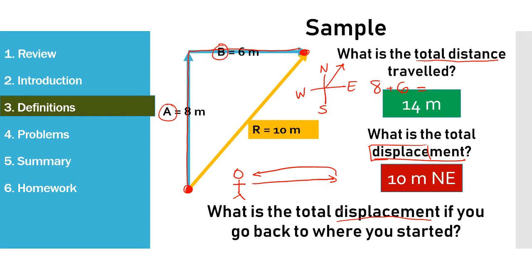Okay, so again, the root word, displaced. The question is, if you go back to where you started, were you really displaced? Well, the answer there is no, because you're back to the same position. You were not displaced at all. And if you look closely, you're adding a positive vector with a negative vector of the same value. If it's the same value, the result will always be 0. So that's for displacement.